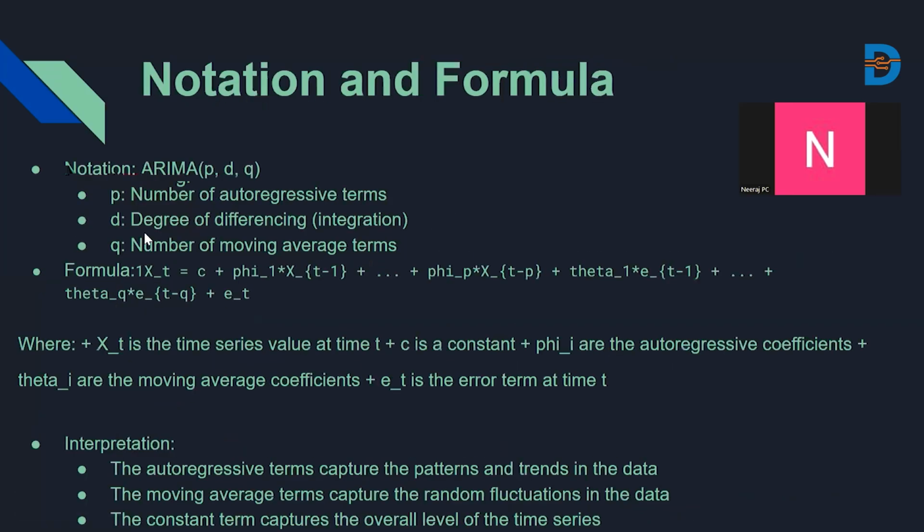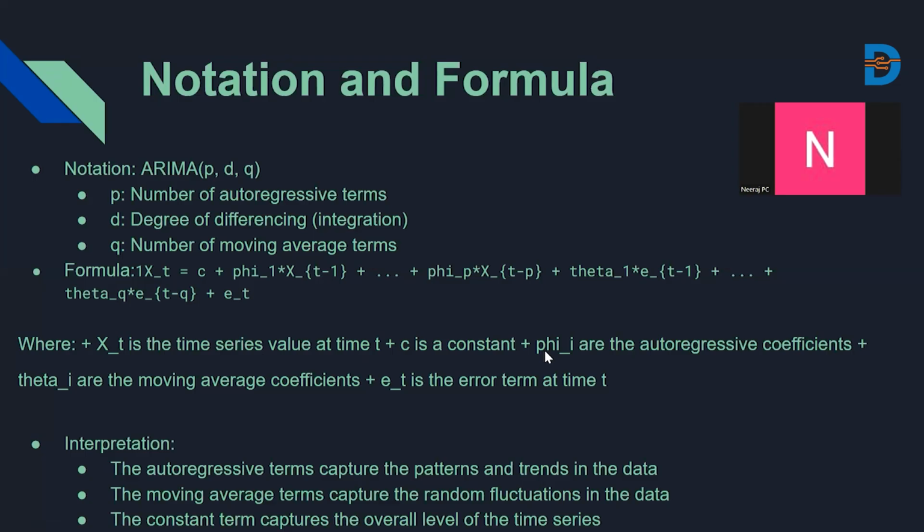So these are the components, the terminologies, and the formula. In ARIMA, we have the parameters P, D, and Q. P stands for the number of autoregressive terms, D stands for the degree of differencing, and Q stands for the number of moving average terms. So this is the formula. And these are the terminologies. Here x_t is the time series value at time t. c is the constant.